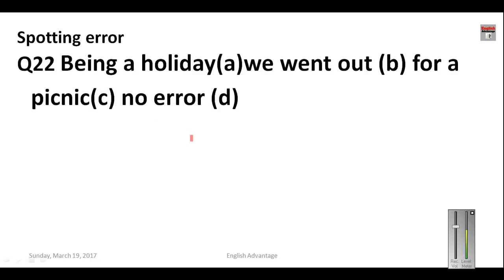Question number 22nd. Being a holiday, we went out for a picnic. Since we are talking about a day here, that day should be indicated here. Okay, so before telling about the time or day or these kind of similar things, we use the word it. So in place of being a holiday, we will say it being a holiday, because being is also an adjective or participle, and participle qualify what? Participle qualify noun or pronoun. So in place of being, you have to say it being a holiday. So this part is wrong, and here your answer will be A.